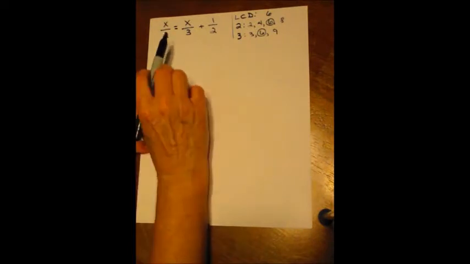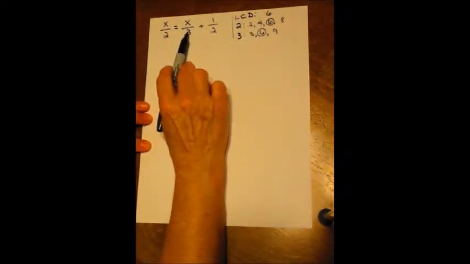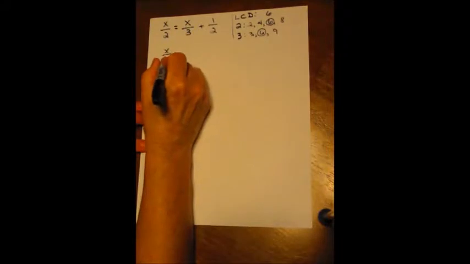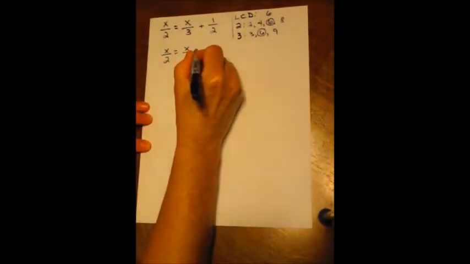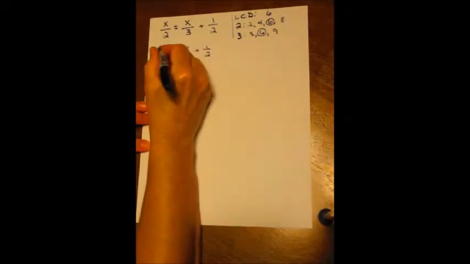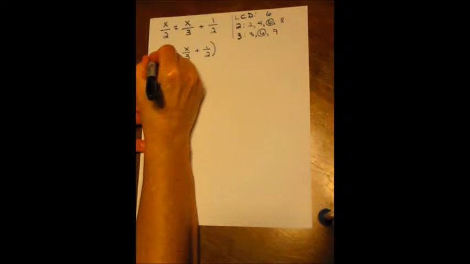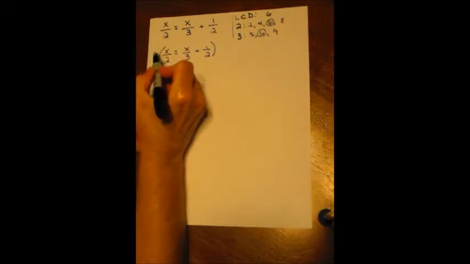It also means that I need to use that LCD to multiply this equation in order to clear the fractions. I'm going to rewrite the equation x over 2 equals x over 3 plus 1/2 and put it in parentheses, and on the outside write a 6. Now it looks like a distribution. So that's exactly what we're doing.